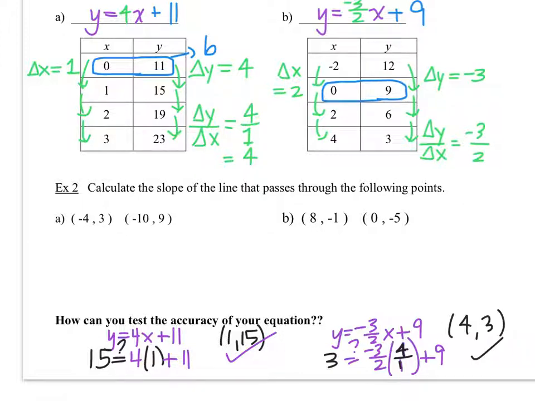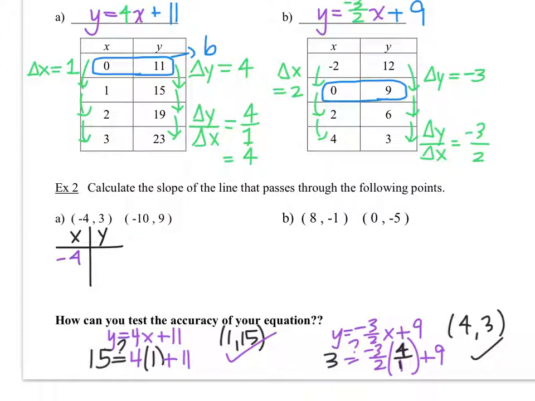We're going to look at just one more example where I don't give you a table, but I give you 2 ordered pairs. How can you figure out the slope of the line that passes through the following points? But what's the difference really? I'm still wanting to look at the change in y over the change in x. So if it helps you, looking at example 2, write an x column and a y column and just be sure that your ordered pairs align.